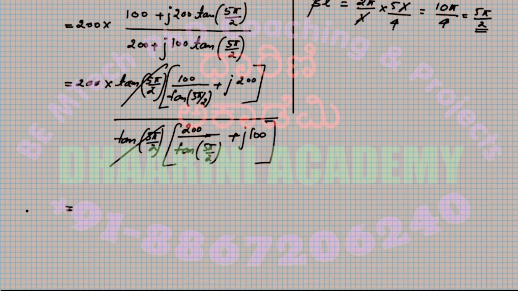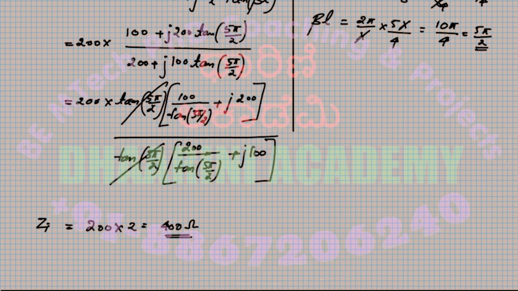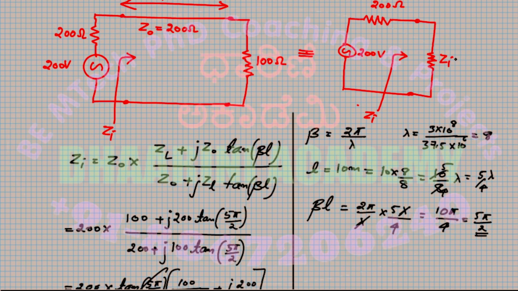So the Zi value is 200 into 2, which is equal to 400 ohms. So now I'll move back to the equivalent circuit which we had drawn. So this is now equal to 400 ohms.